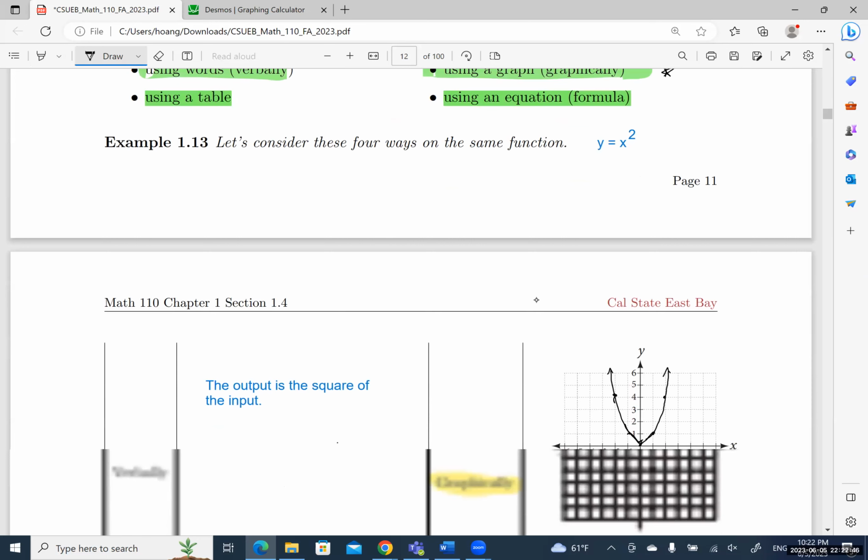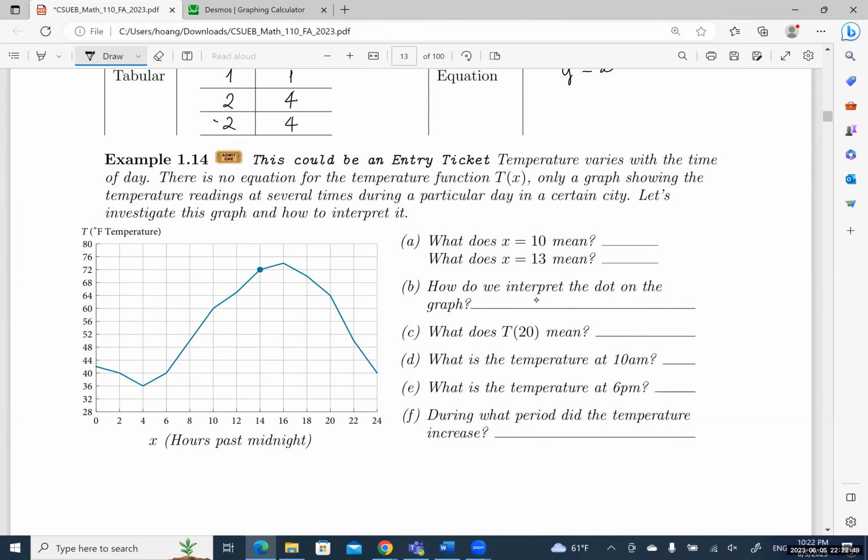Okay, so now let's start with example 1.14 here. Temperature varies with the time of day. There is no equation for the temperature function T(x) here. Only a graph showing the temperature reading at several times during a particular day in a certain city. So let's investigate this graph and how to interpret it.